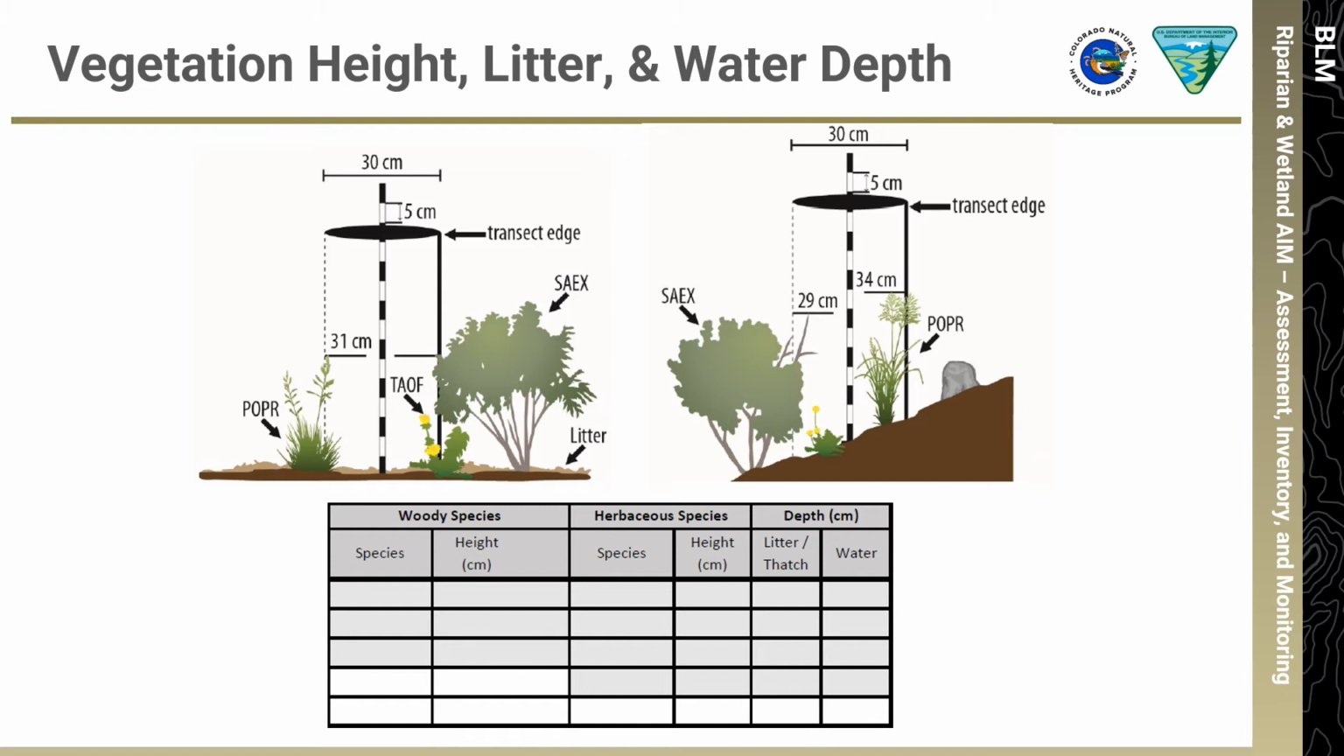Where no herbaceous or woody vegetation is present, mark NA in the species column and 0 in the height column of the datasheet. Do not leave cells blank.